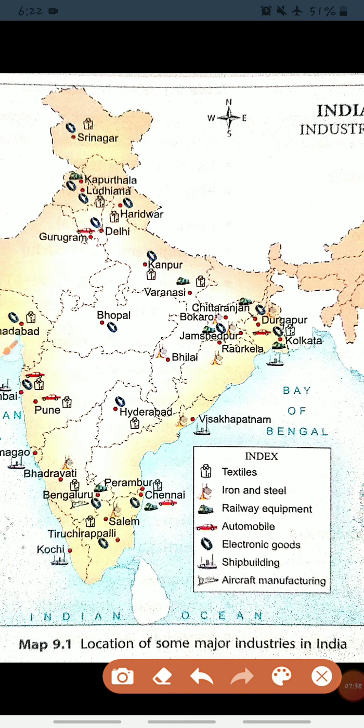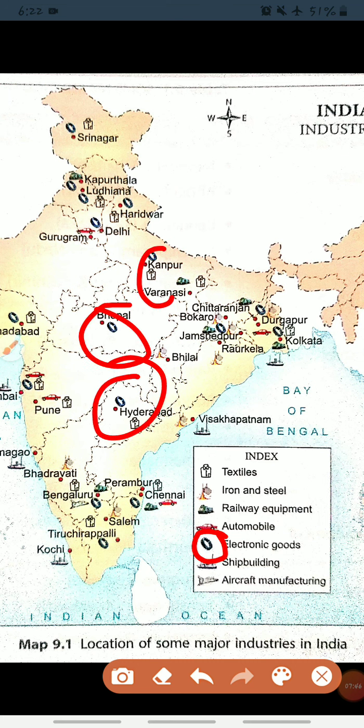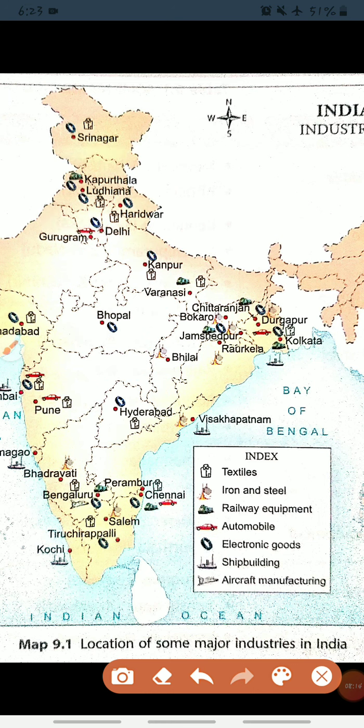Okay, now we can take one more example, like electric goods. Electric items are made in Hyderabad, Bhopal, Kanpur, Delhi, Haridwar and Kapurthala, Ludhiana. So these are some places where these types of industries are located. So with the help of the map, you can find all these things, कि कहाँ कहाँ पर इंडिया में इंडस्ट्रीज़ हैं, किस किस चीज़ की इंडस्ट्रीज़ हैं. तो you can use this map for finding them. Okay, that's good.